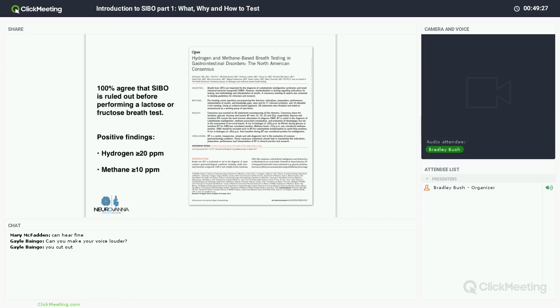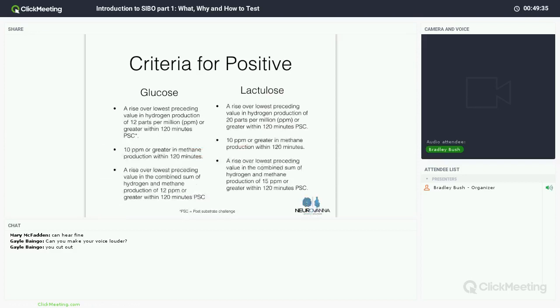Number two, positive findings. They concluded that there are certain markers that can be met on the breath test that could be pretty much universally agreed upon as positive. That includes a set of criteria for glucose and a set of criteria for lactulose. The glucose has smaller values because it's a little bit more sensitive than the lactulose.